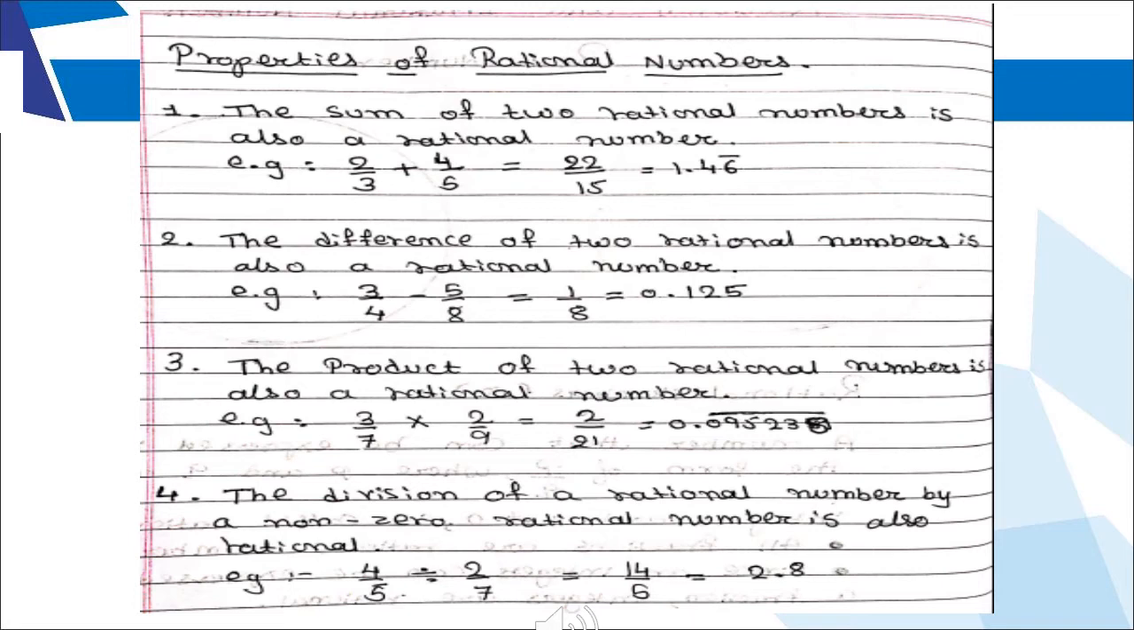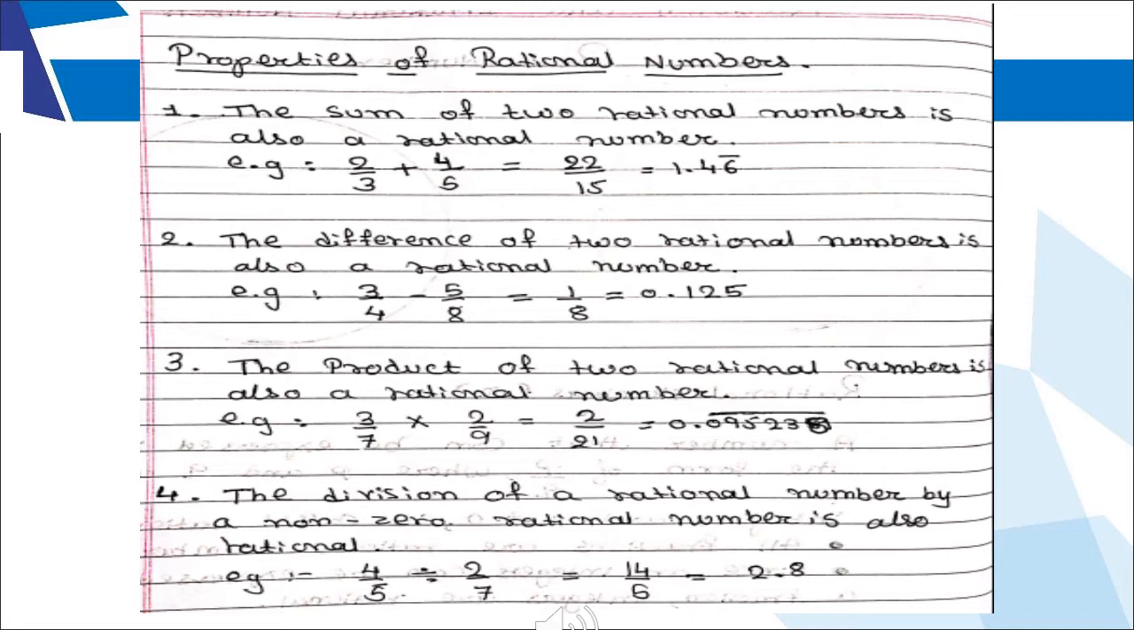The fourth property: the division of a rational number by a non-zero rational number. You know why it is written here non-zero. We have already discussed that a denominator, which means a divisor, can never be 0. You can never divide a rational number by 0, correct? So that's why it is written here. So I repeat, the division of a rational number by a non-zero rational number is also a rational number.